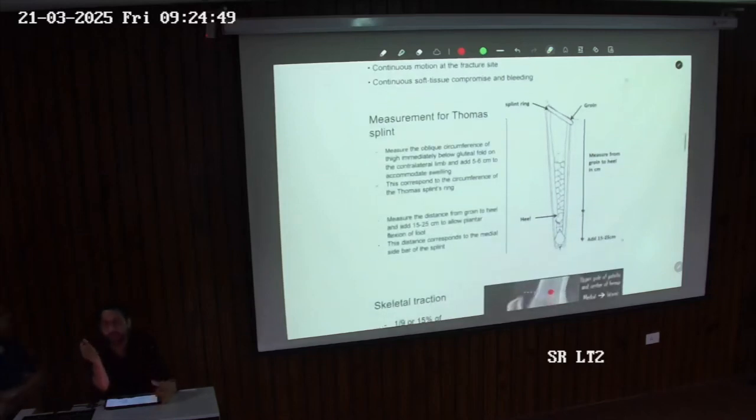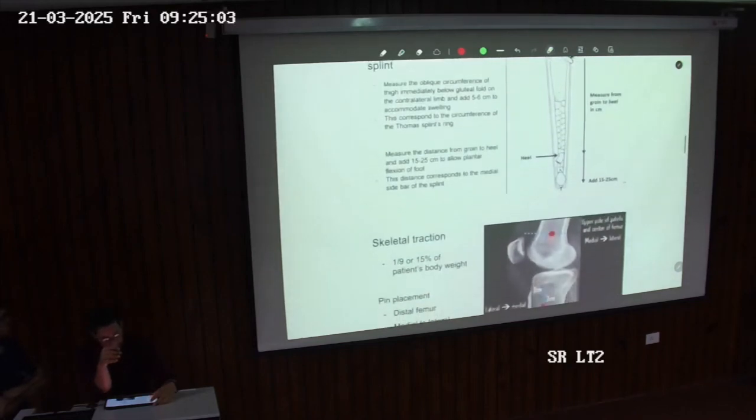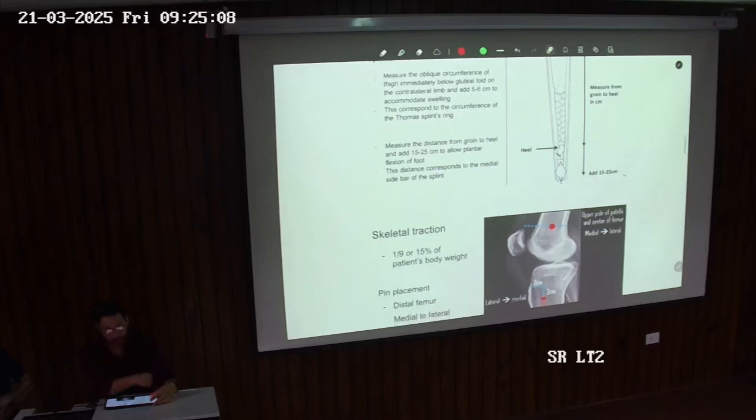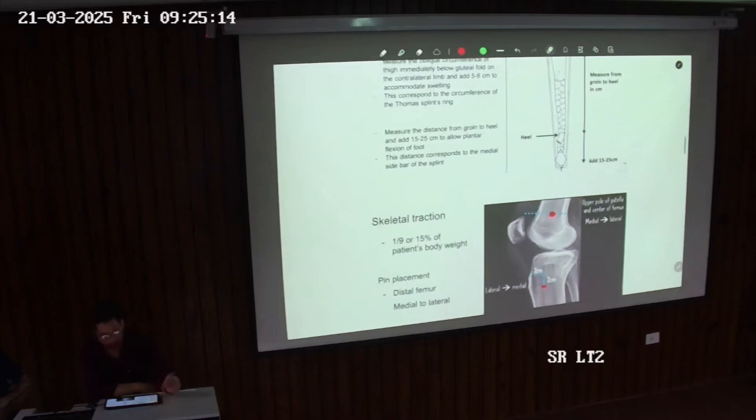How do we know the size of the Thomas splint? We take the circumference of the thigh region and add 5 to 6 centimeters to accommodate the swelling. The length of the Thomas splint is measured from the groin to the heel, and we add 15 to 25 centimeters to allow plantar flexion of the foot.